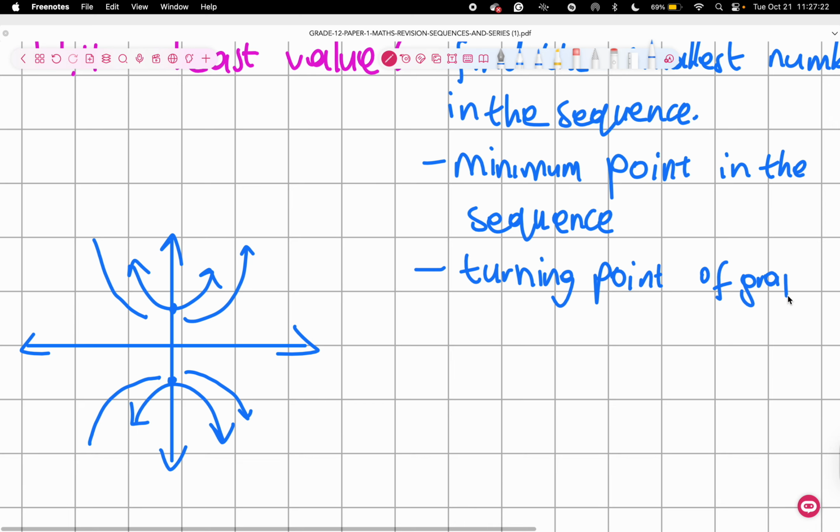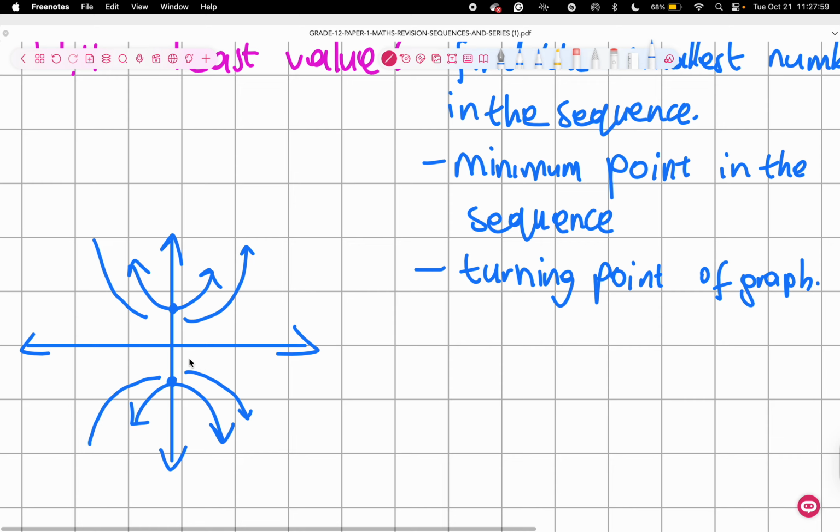So this is where calculus now comes in as well, right? So the turning point of the graph, the minimum point in the sequence, the smallest point in the sequence. So we're talking about this part of the graph. So this is the minimum. If the graph is concave up, we only have a minimum, but if it's concave down, we only have a maximum because it's the highest point, right? So now, how do you know if a graph has a minimum point or a maximum point? Like I'm saying, if it's concave up, it has a minimum. If it's concave down, it has a maximum.